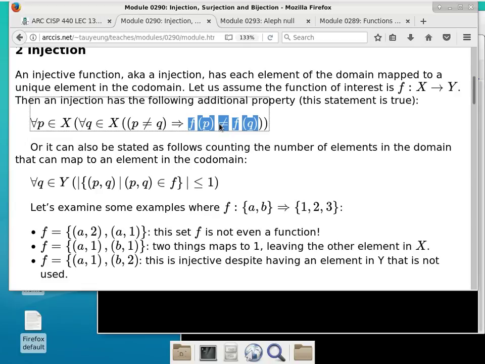A linear function is injective. So if you say f of x is 4x, it is injective, because a different x value will map to a different y value after you apply the function.